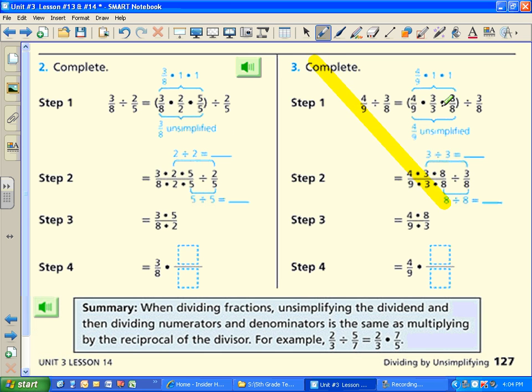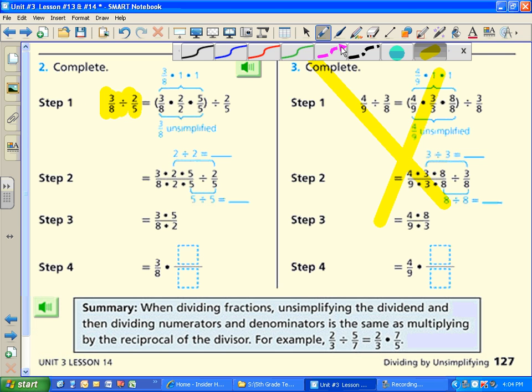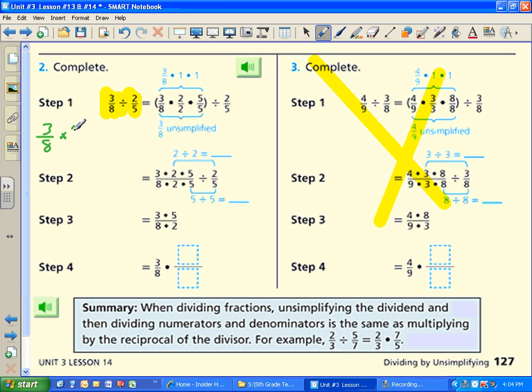Let's look at number 2. Here we go again. Step 1, copy the problem down. 3/8 divided by 2/5, using this method of unsimplifying. Again, 3/8 times 5 over 2, and then you end up with 15 over 16.